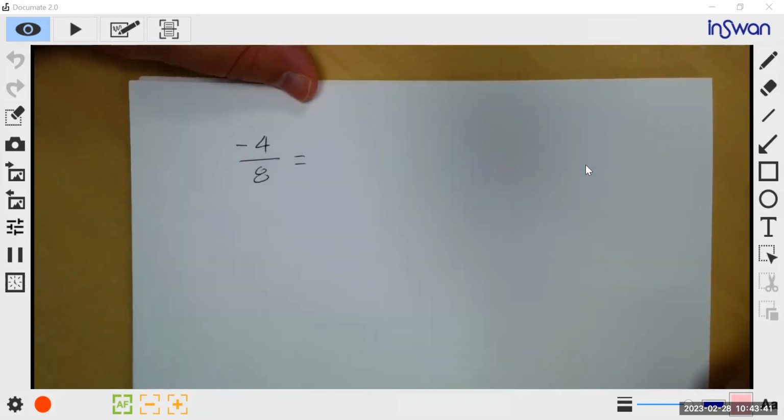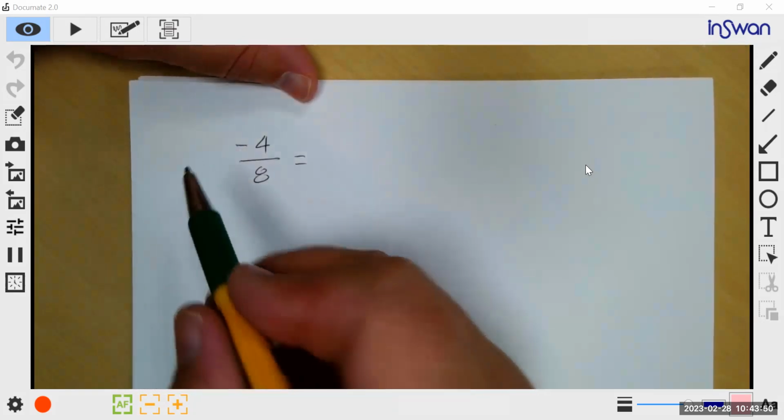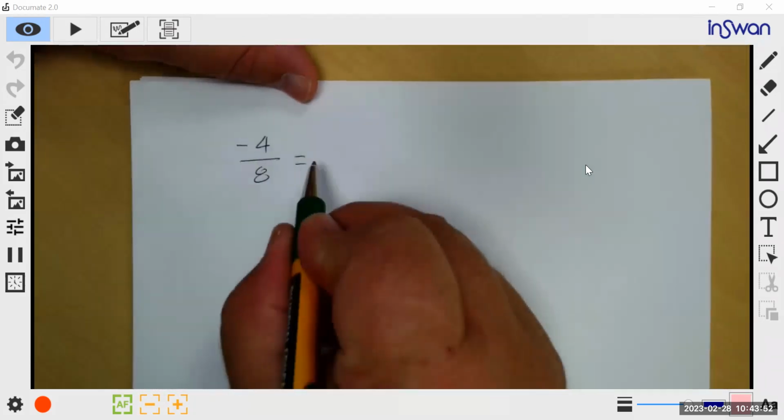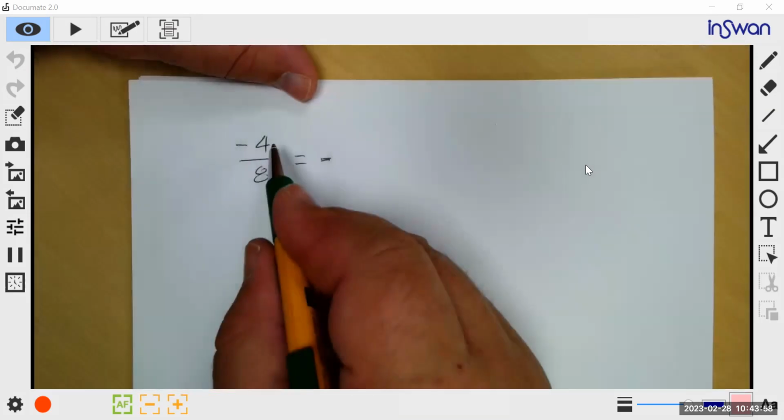Is the answer going to be positive or negative? There's only one negative sign. It's odd. So if you have an odd number, it's what? Negative. I know the answer is going to be negative. So now simplify.